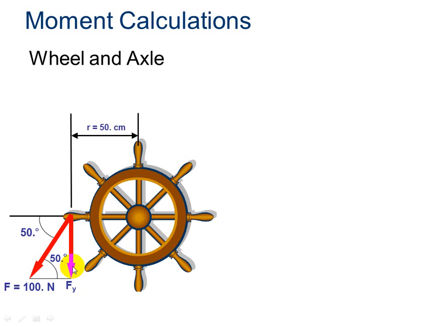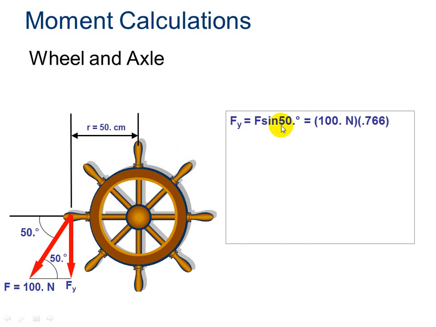So, first thing I need to do is find the y component of this vector. I have a 50-degree angle here, and so I can transfer that to this triangle here with my vector components by alternate interior angles are congruent. So if this angle is 50, this angle is 50. To find my force in the y direction, I need to do the magnitude times the sine of 50.